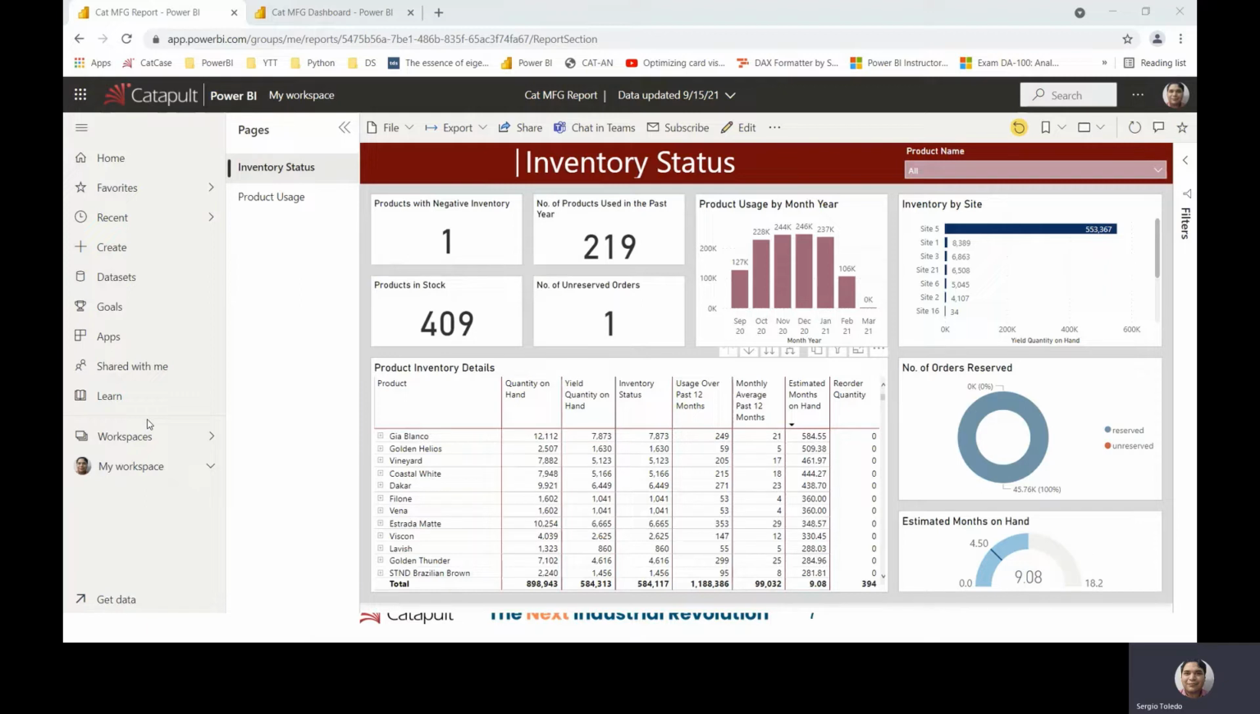What does this mean? Meaning not only do we not have any of this product available, we also need to reorder this product. We also have a card for a number of products used in the past year, which is pretty self-explanatory, as well as products in stock. We have a number of unreserved orders.